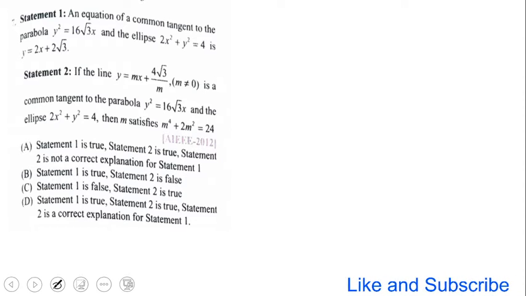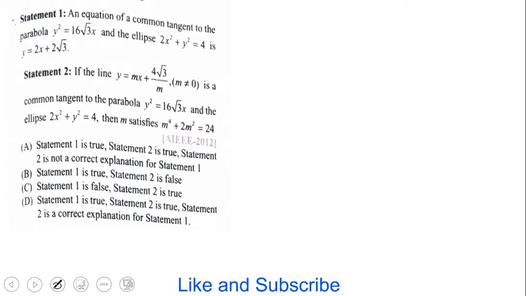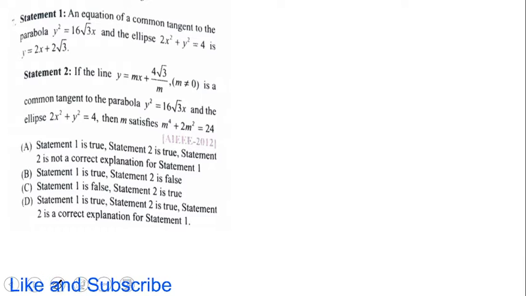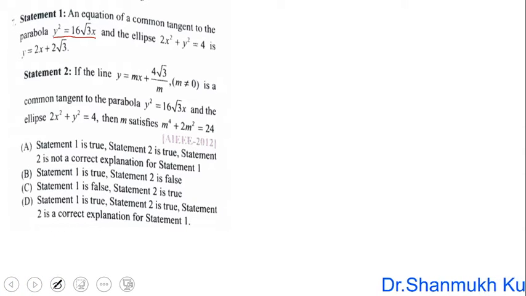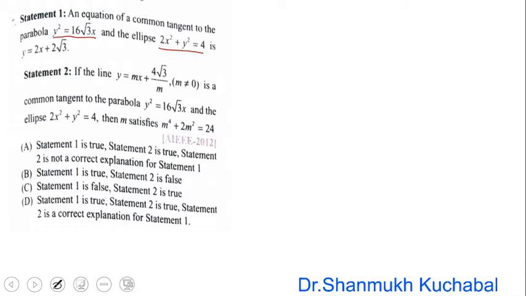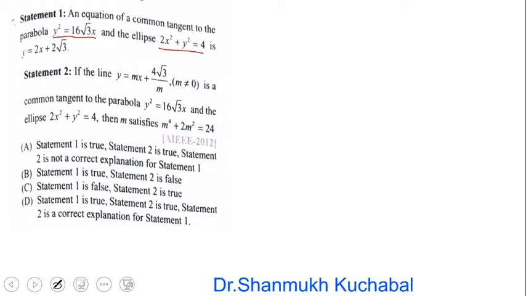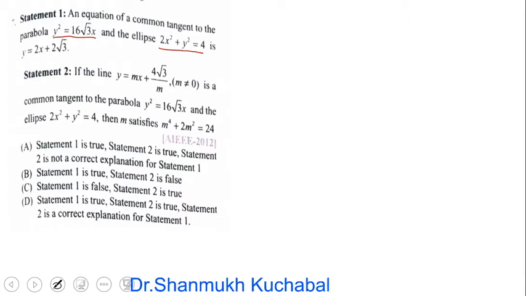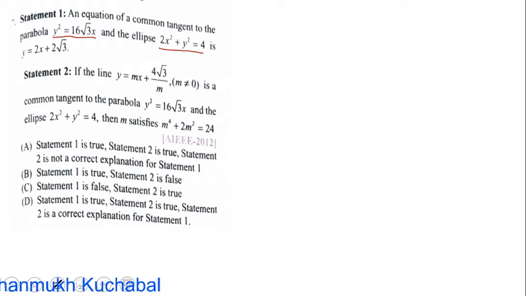In this question we have two statements and we have to verify which among these is the right answer. The first statement says that an equation of a common tangent to the parabola, here this is a parabola, and the ellipse, this is the equation of an ellipse, is given by y equal to 2x plus 2 root 3. Statement 2 says that a line y equal to mx plus c, c is 4 root 3 divided by m, is a common tangent to a parabola.